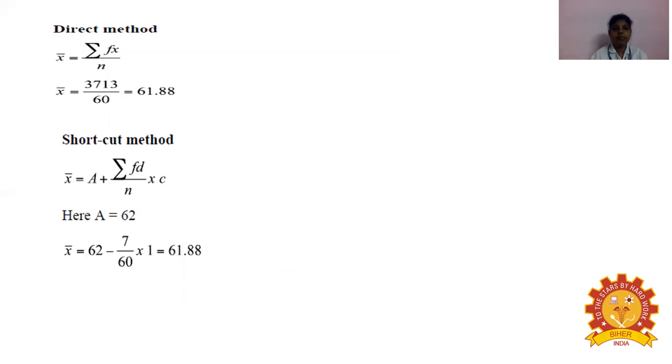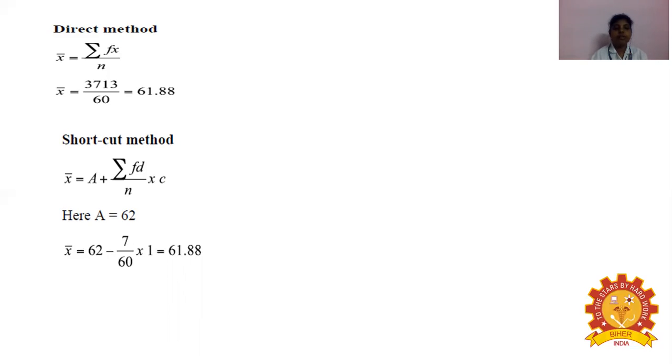First we see the direct method. X bar equals summation fx by n. We already know the summation fx value is 3713, and n means the number of frequencies in the class, that is 60. Finally, simplifying both values, we get 61.88.